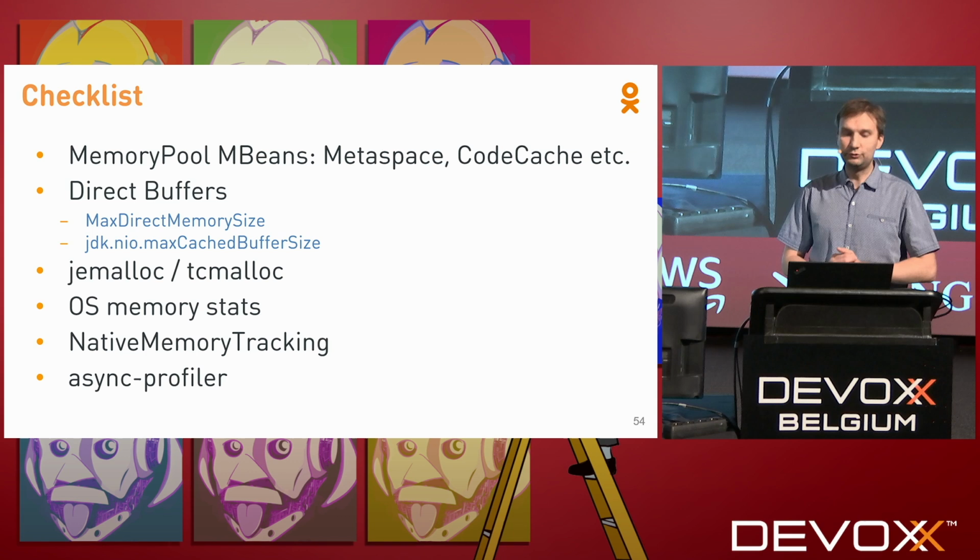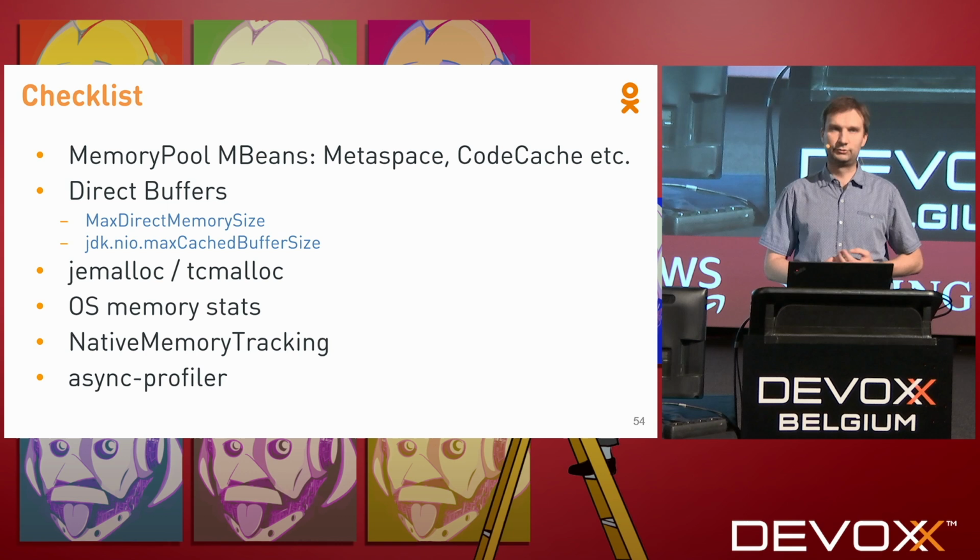But the good news is that it is possible to monitor and profile the real memory usage with the tools and techniques discussed today, including JMX, jemalloc, memory maps from the operating system, native memory tracking, and async-profiler.